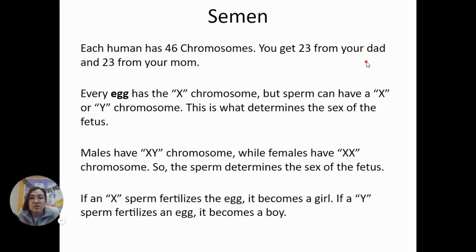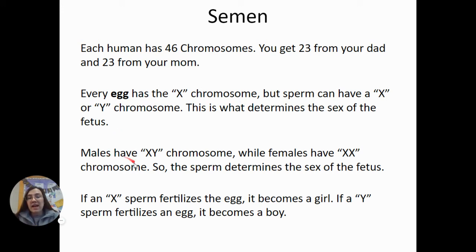The other important thing is your sex is determined by the sperm. Humans have 46 chromosomes. Remember, chromosomes are those X's that hold our DNA tight. You have 23 from your dad and 23 from your mom. That's how you get 46. Every egg, all eggs ever, have the X chromosome. X represents females. Sperm could have an X or a Y chromosome. This is what determines the sex of the fetus, or the sex of what will be the baby.